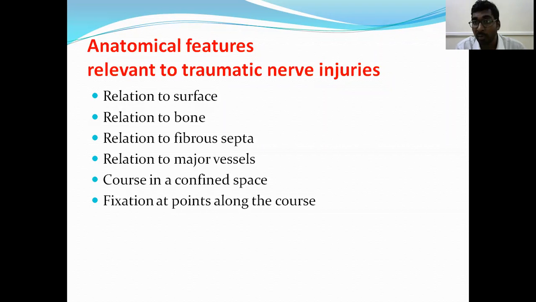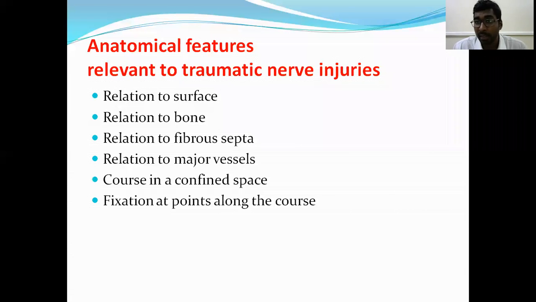And relation to the bone: sometimes nerves are present very close to the bone, not within the muscle substance. So whenever a fracture of the bone occurs, there is a greater chance of nerve injury. For example, the radial nerve travels in the spiral groove just behind the humerus bone. So in humerus fractures, radial nerve injury is more likely.